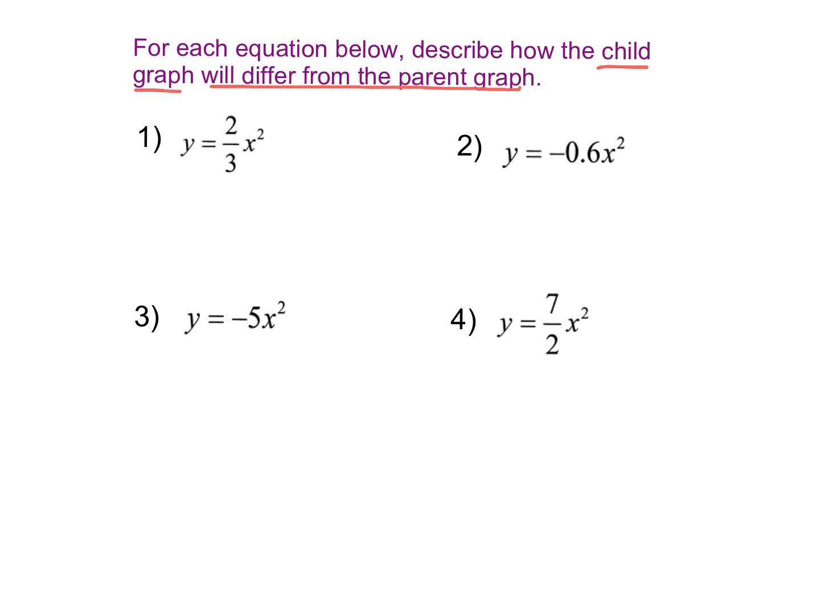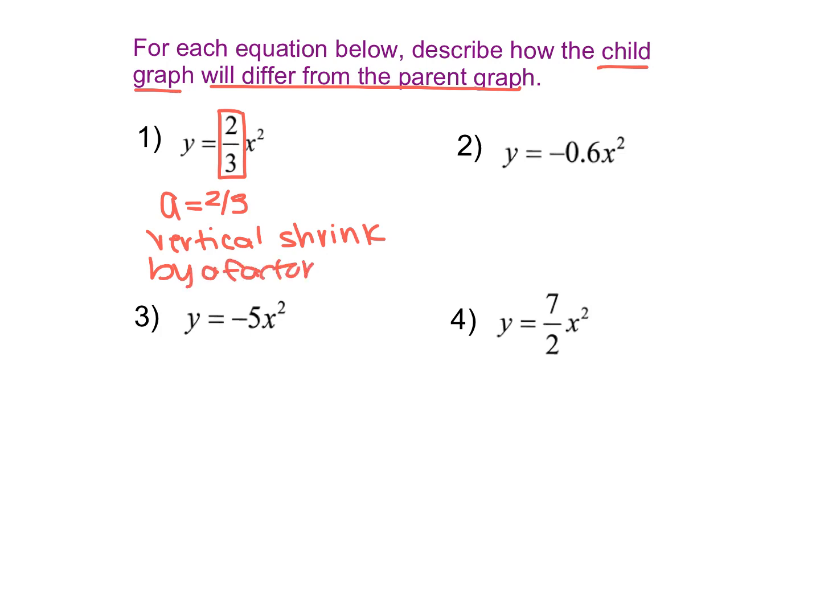So in this first one, I see that I have an A value that is equal to 2/3. Because A's distance from 0 is less than 1 unit away, I know that this is going to be a vertical shrink by a factor of 2/3. So it's going to be 2/3 as tall as the parent graph.